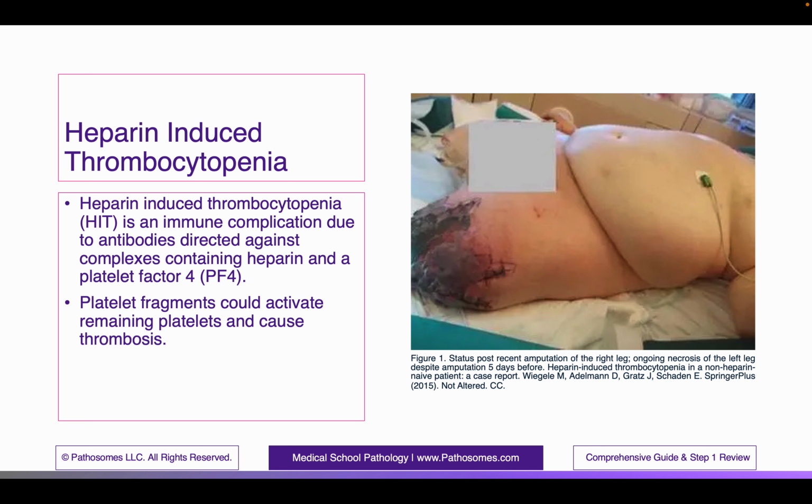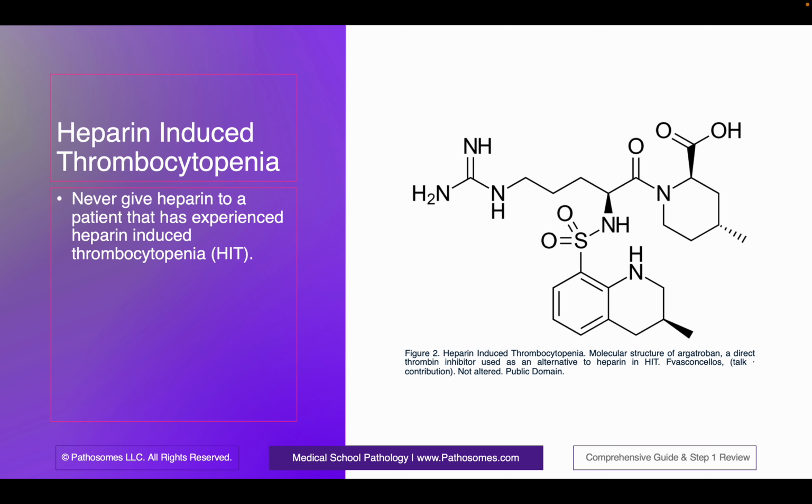Heparin-induced thrombocytopenia is an immune complication due to antibodies directed against complexes containing heparin and platelet factor 4. Platelet fragments can activate remaining platelets and cause thrombosis, leading to ongoing necrosis. Never give heparin to a patient that has experienced heparin-induced thrombocytopenia. For your intents and purposes, that's a rule.